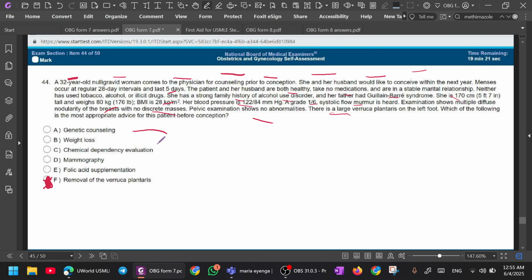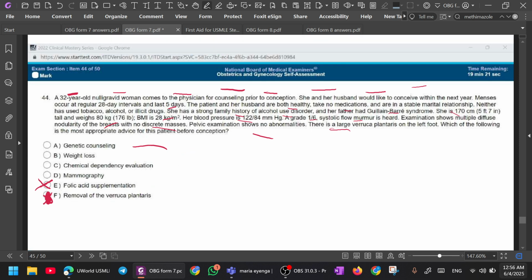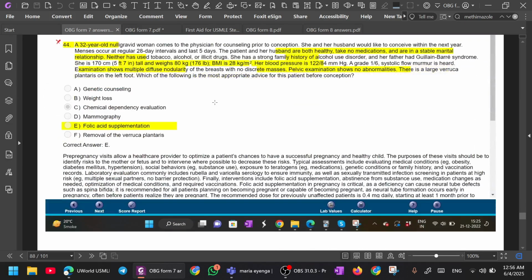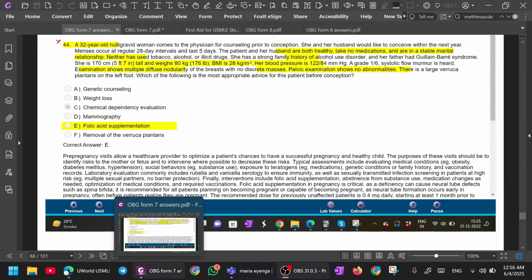Pregnancy visits allow healthcare providers to optimize a patient's chance to have a successful pregnancy and healthy child. The purposes of these visits should be to identify risks to the mother or fetus and to intervene where possible to decrease this risk. Typical assessment includes evaluating medical conditions like obesity, diabetes, hypertension, social behaviors like drug use, exposure to teratogens and medication, genetic conditions or family history, and vaccination records.